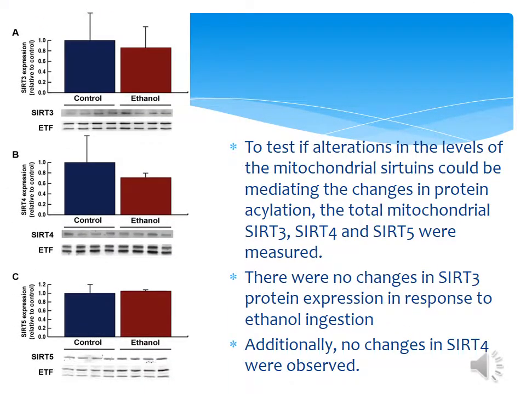To test if alterations in the level of mitochondrial sirtuins could be mediating the changes in protein acylation, the total mitochondrial SIRT3, SIRT4, and SIRT5 were measured. There were no changes in SIRT3 protein expression in response to ethanol ingestion. Additionally, no changes in SIRT4 were observed. When measuring mitochondrial SIRT5, it was found that chronic ethanol consumption did not change hepatic SIRT5, in contrast to previous reports of its reduction in rats. Together, these data suggest the changes in protein acylation were not due to changes in mitochondrial sirtuin expression.